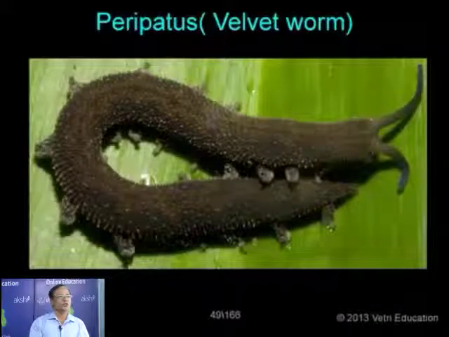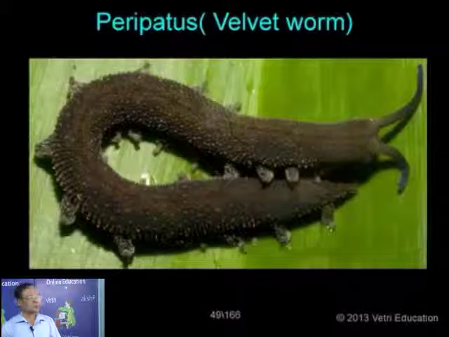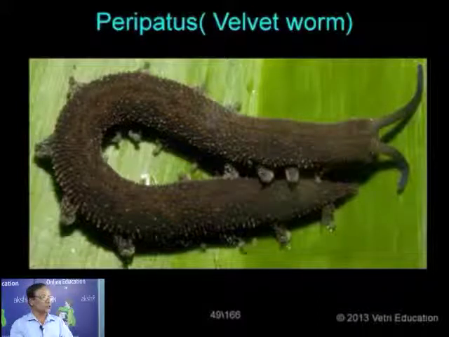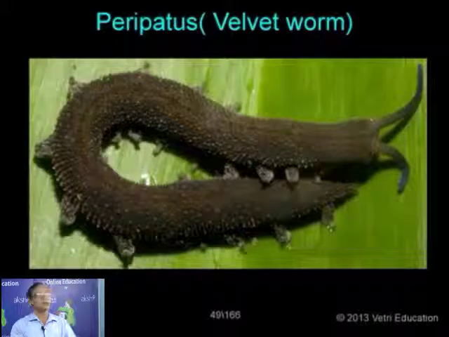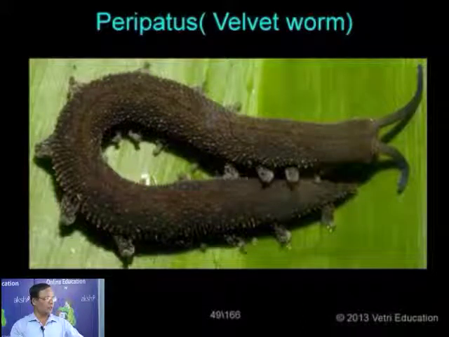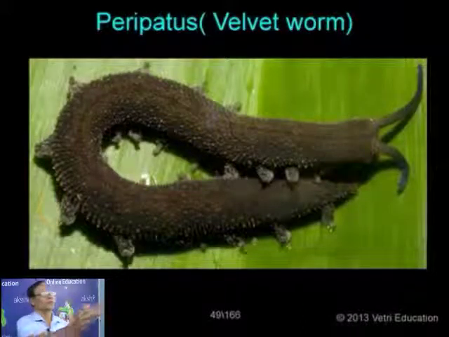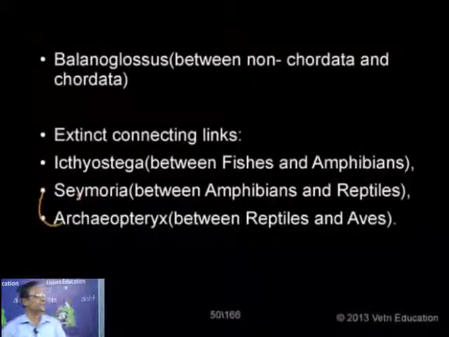Now here is a picture showing Peripatus, commonly known as a velvet worm. It shows a segmented body just like the annelid or the earthworm, and in the legs we can see the jointed appendages, an arthropodan character.